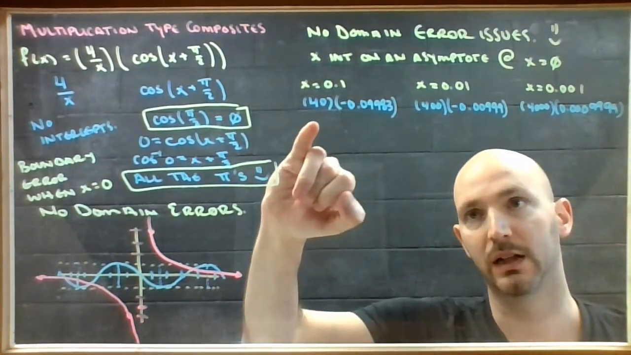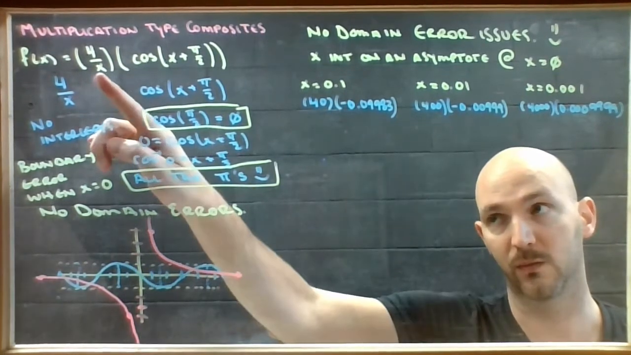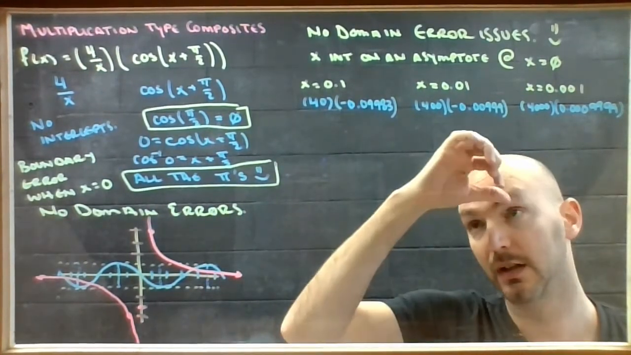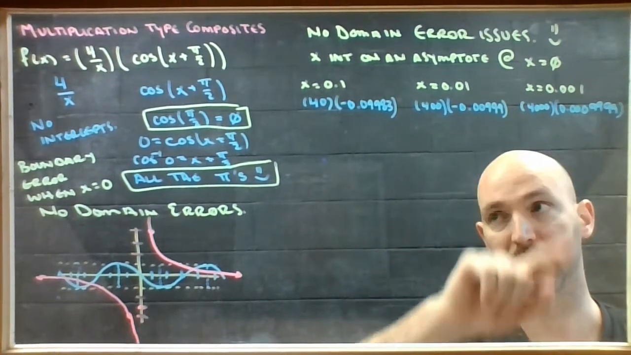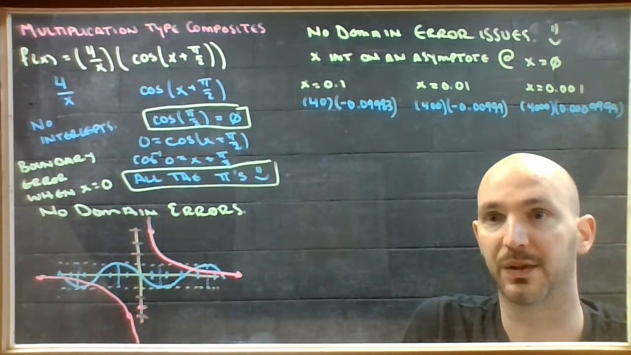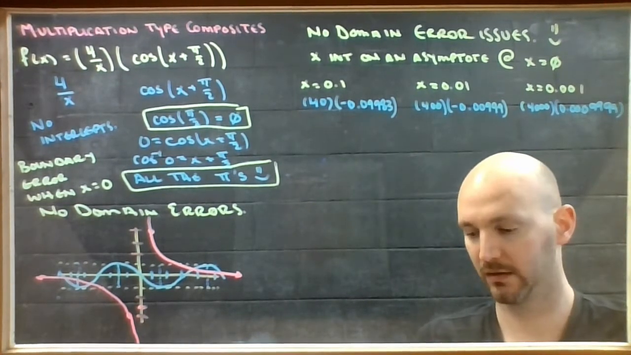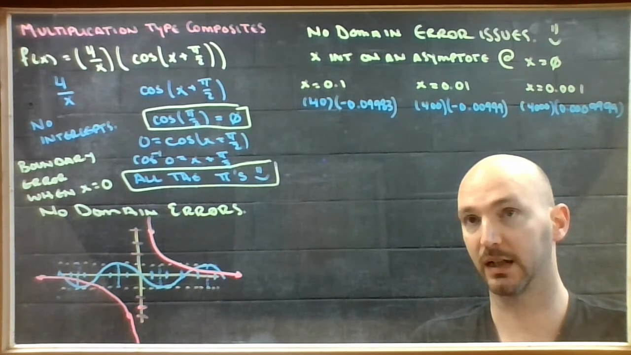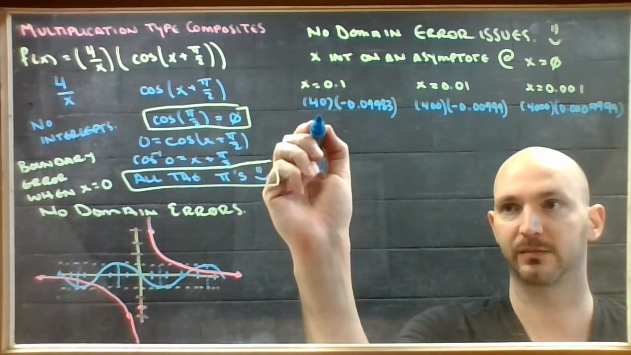So if you look, this thing is approaching infinity, right? The rational is getting bigger and bigger and bigger as x goes to 0. The cosine, on the other hand, is getting smaller and smaller and smaller. So I'm going to have to figure out what the trend is here. So the product of those two things, 40 times 0.09983 is 3.9932.